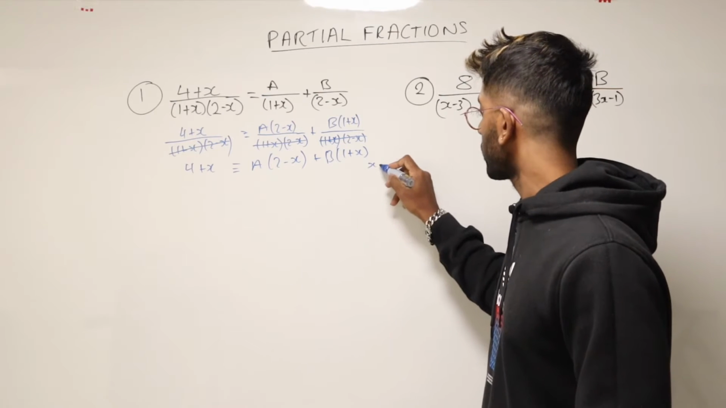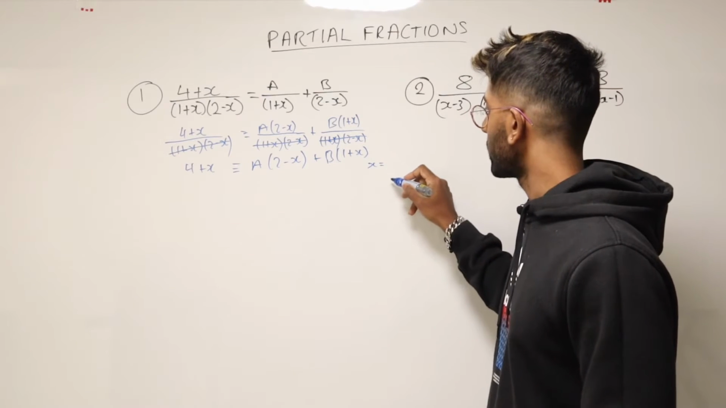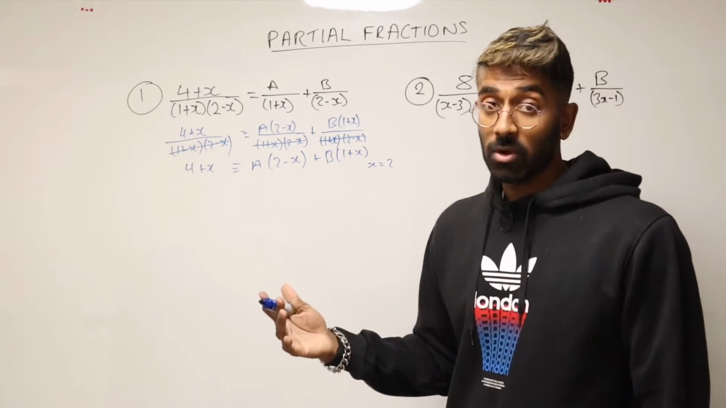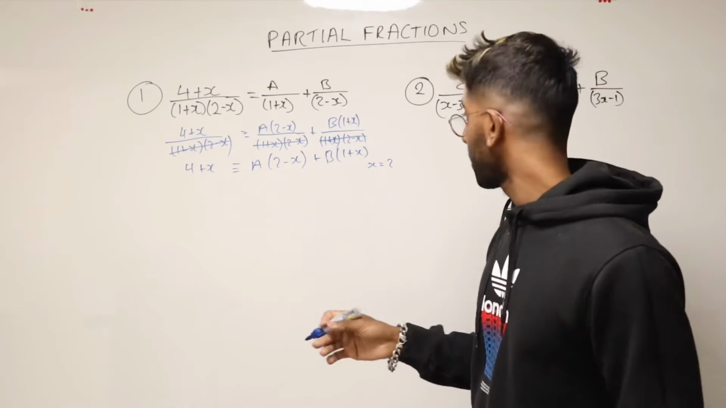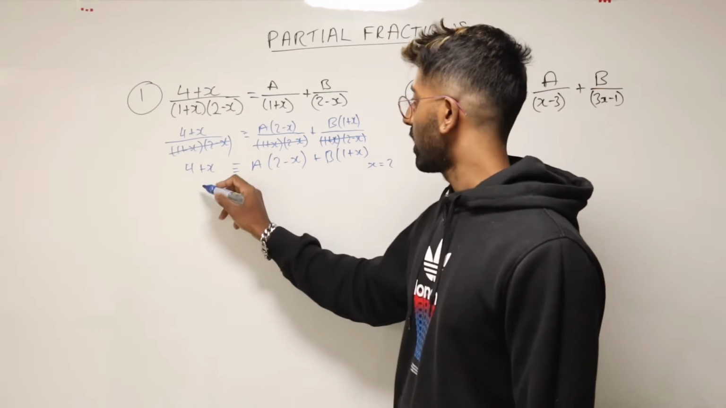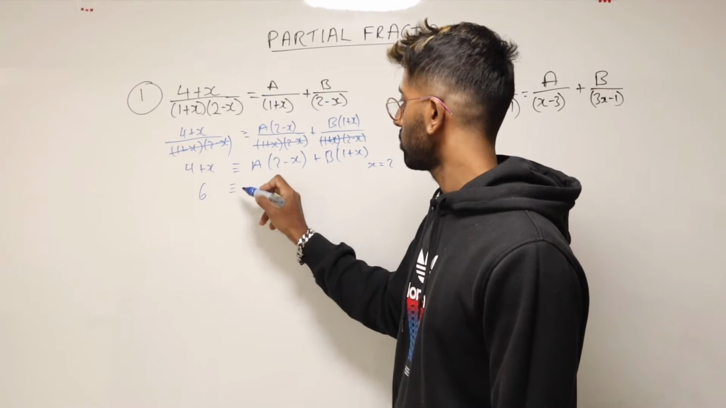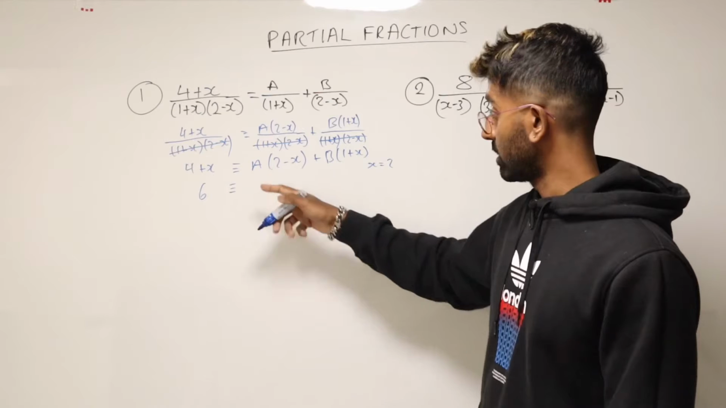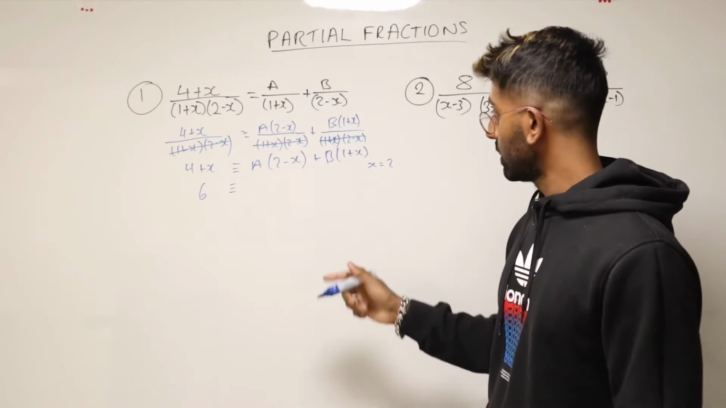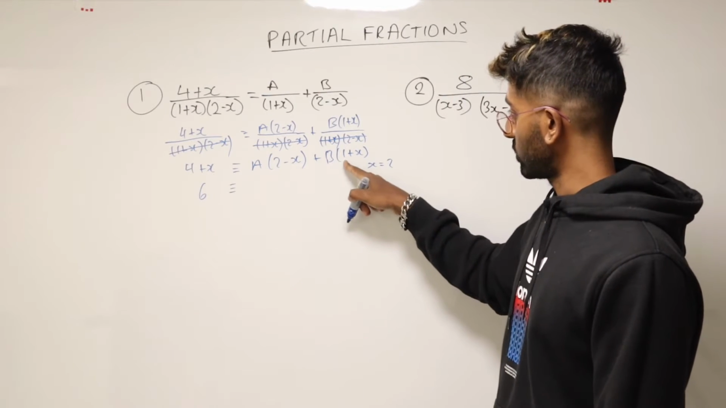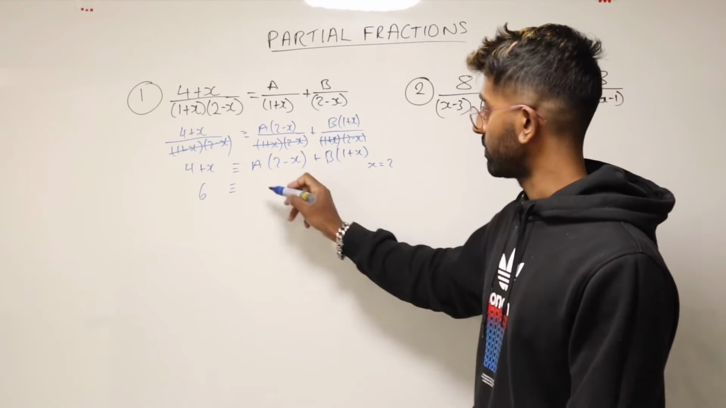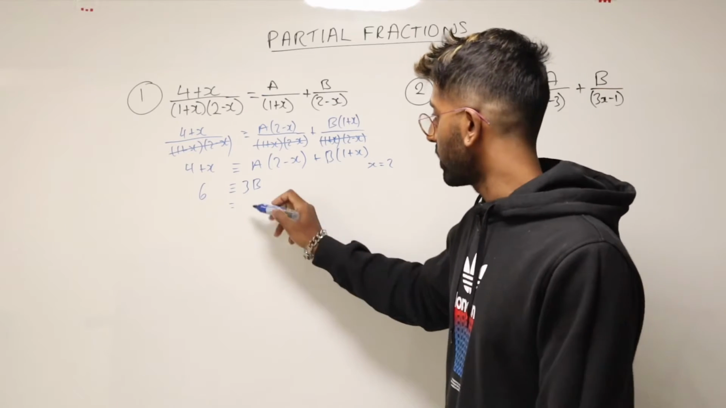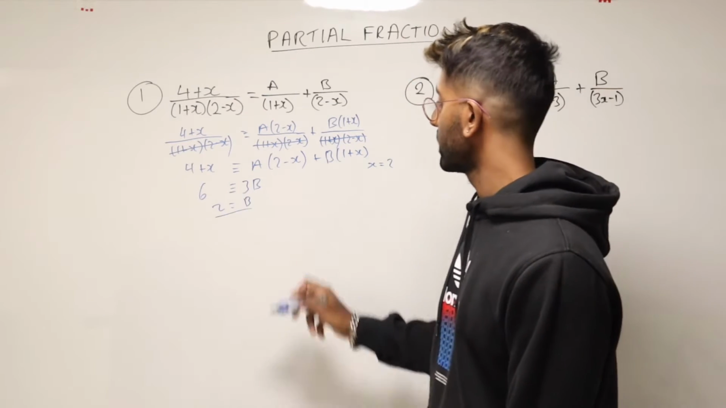So for the first one, I'm going to let x equal 2. Because if I have x as 2 here, 2 minus 2 is 0, and that means that a is gone completely. So on the left hand side, I'll have just 6, because 4 plus 2 is 6. Over here, 2 minus 2 is 0, and 0 times a is 0, so we don't even need to worry about that. But then we've got this to worry about. So 1 plus 2 is 3, times b is 3b. And so I can work out b straight away. Now I've got b is equal to 2.